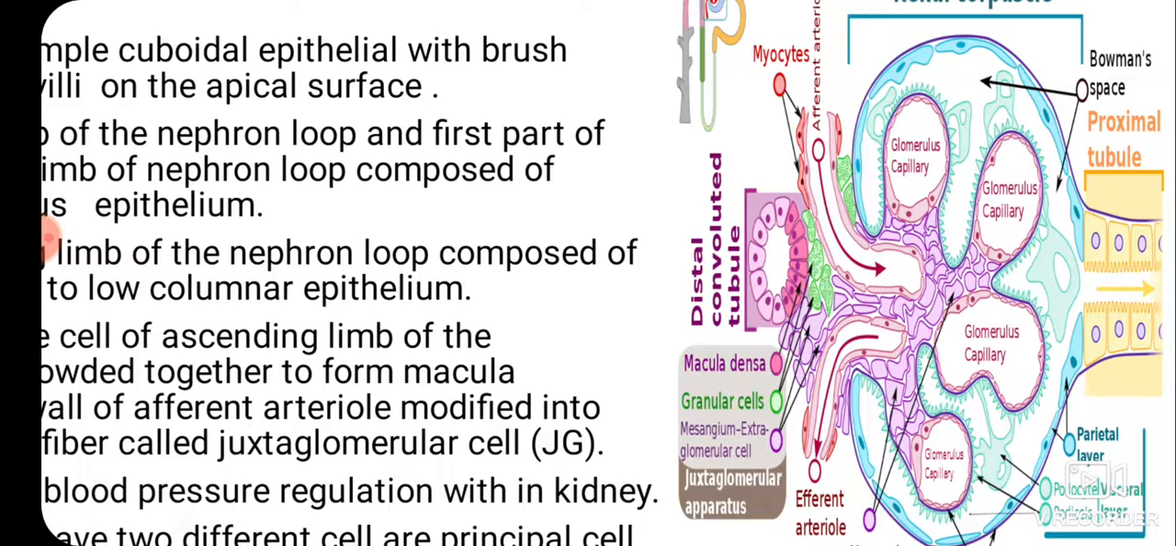Okay, this is the proximal convoluted tubule. This has a microvilli brush border appearance on the apical surface, and this is the parietal layer. These are the visceral layer, which is composed of podocytes and pedicels. Okay, these are foot-like projections, the arrow, and this is the podocyte with a hole. Okay, this is the space between the two layers, clearly viewed. These are the granular cells, the green ones.